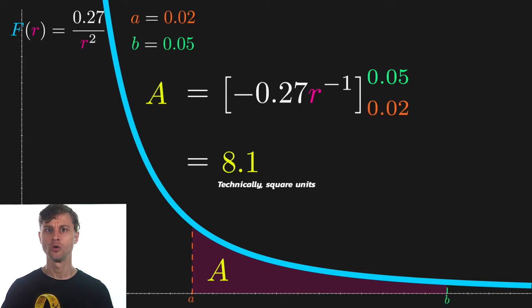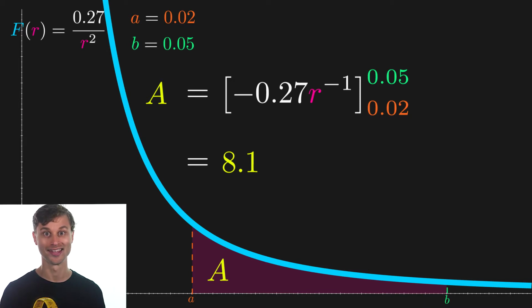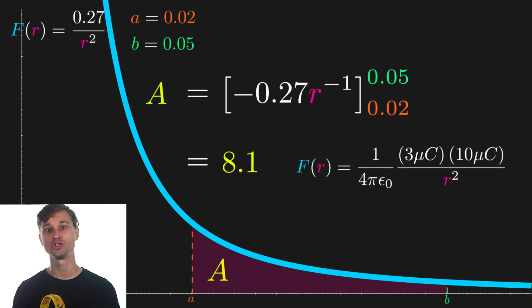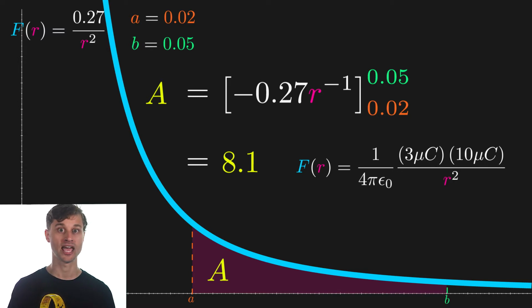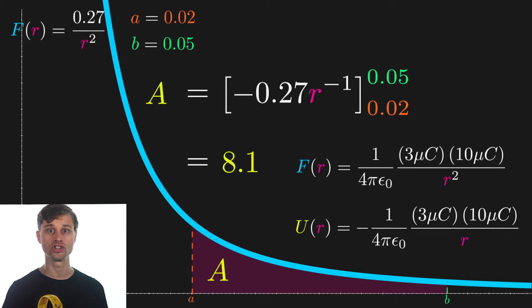So why this function? Well, it turns out that this function was generated in this way. The function f of r is equivalent to the force function generated by 2 particles in an electrical field where one charge has a charge of 3 microcoulombs and the other particle has a charge of 10 microcoulombs. By doing this integration, I'm actually finding the change in the potential energy of this system. And what we evaluated at our endpoints is what is the potential energy lost as these particles move from a position of 0.02 meters apart to 0.05 meters apart.